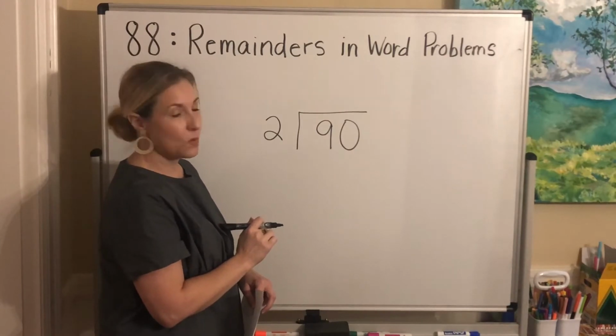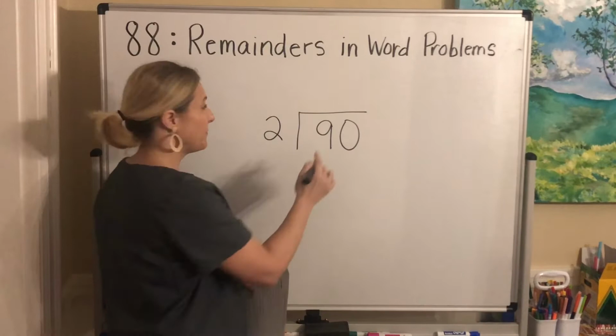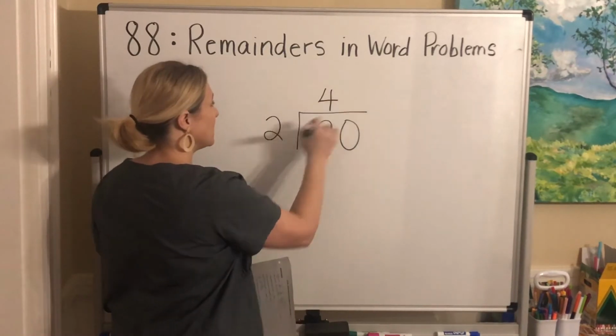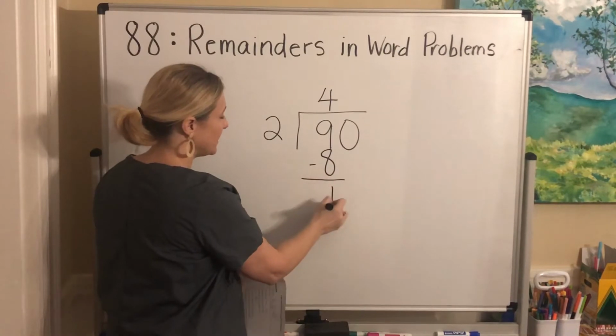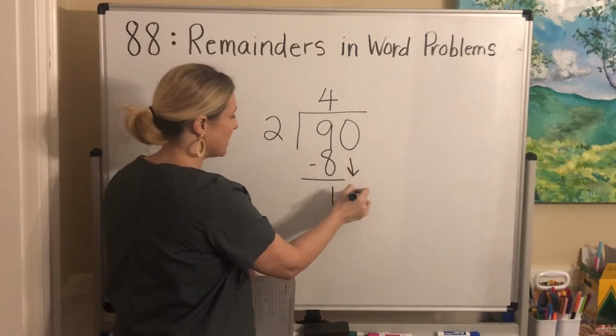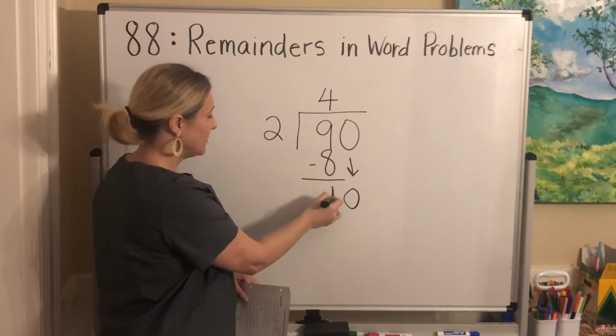2 times 2 is 4, 2 times 3 is 6, 2 times 4 is 8. Okay, 4, that's as far as it will go. So we need to write 8 down here and subtract. That leaves us with a 1, and we can bring down our 0. How many times does 2 go into 10?